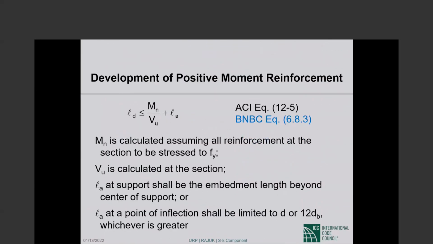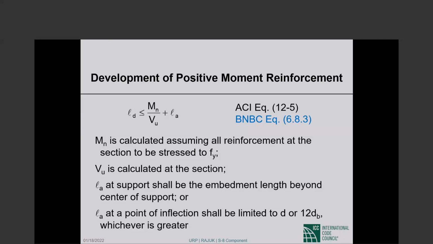So everything is at that location, and I have pictures. So M sub n divided by V sub u, M sub n is the nominal flexural strength. And it says here, assuming all reinforcement at the section is stressed to F sub y, all the reinforcement is yielding, divided by V sub u, which is simply the calculated required shear strength at the section, plus L sub a at support. So we are at a support or at an inflection point.